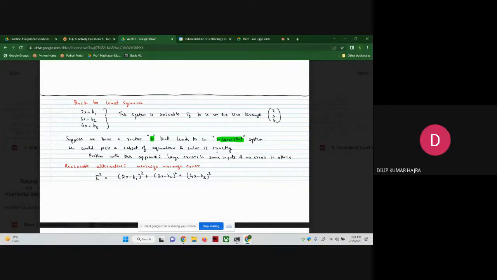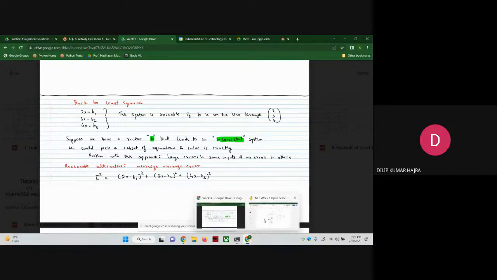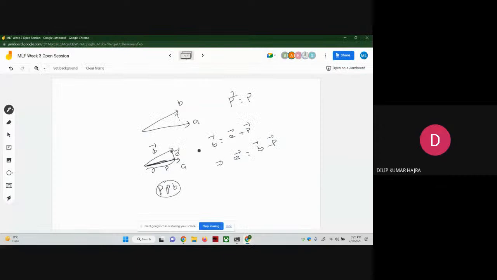Sir, if I want to brief the entire projection, please correct me if I am wrong. We want to fit a line. If that line is not in the vector space, then we project the other vector, which is not in the line or space, into that space, and then we fit the line. Yeah, we're trying to project it if b is not already on the line. Correct. Okay, sir.